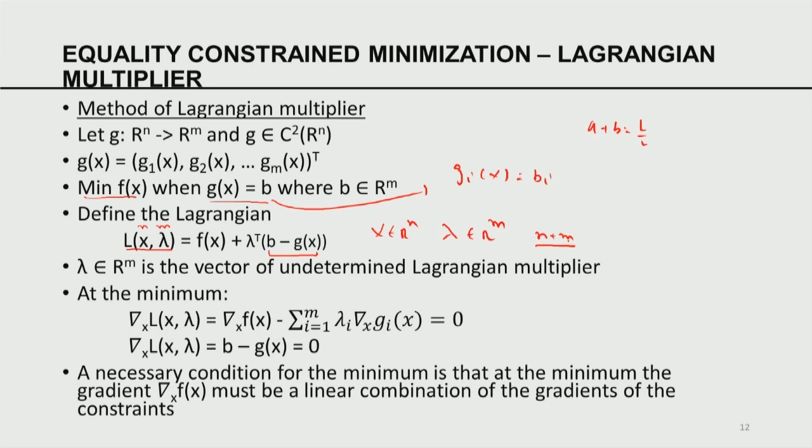This is the technique that Lagrange designed a number of years ago. What did he say? He said the following. What is the theorem? The theorem is as follows. The constrained minimum of f of x, the minimum of x when g of x is equal to b, is equal to the unconstrained minimum of L. He converted the problem of constrained minimization to an unconstrained minimization. Unconstrained minimization we know how to solve.